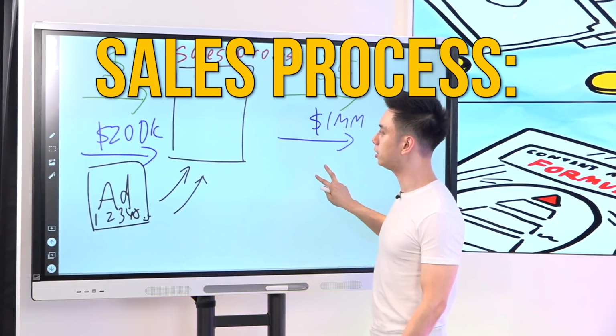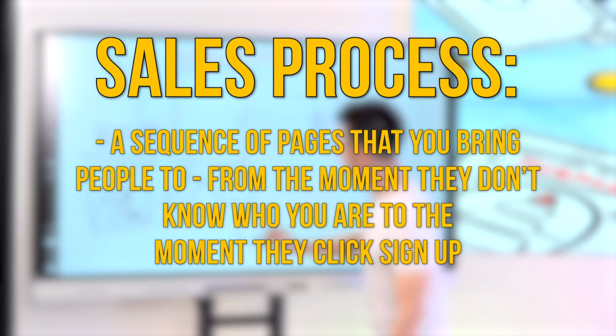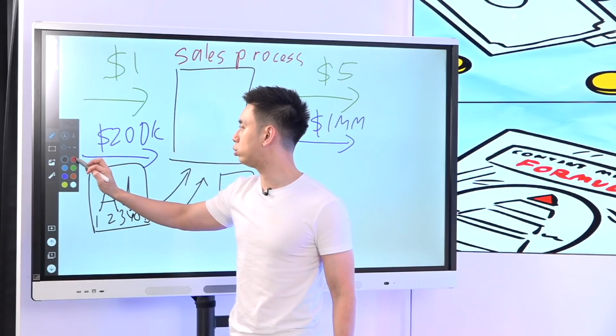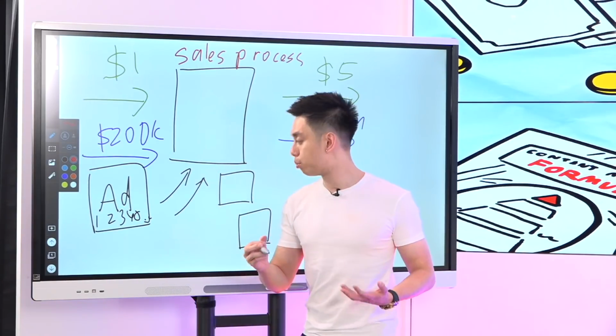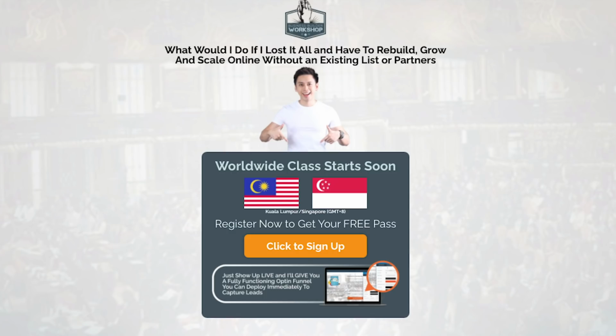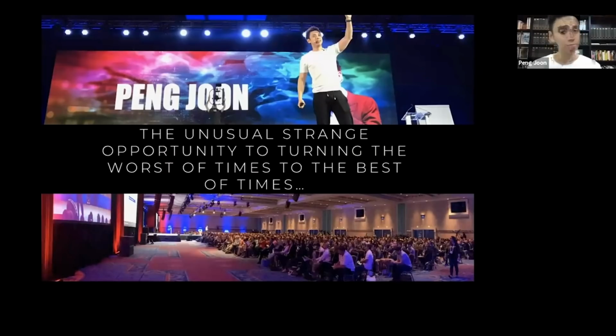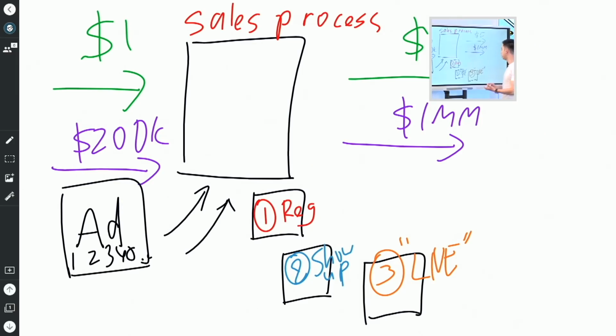A sales process is just a series of pages that you bring people to. Now, what is this series of steps? This would be a webinar or a presentation where step number 1, they register for this training. Step number 2, they show up. Then step number 3, they go on this live webinar. Now this could be live, this could be automated, but it's basically a presentation that you might give, and on that presentation you offer something.